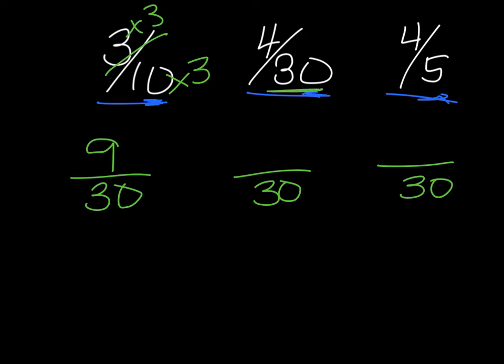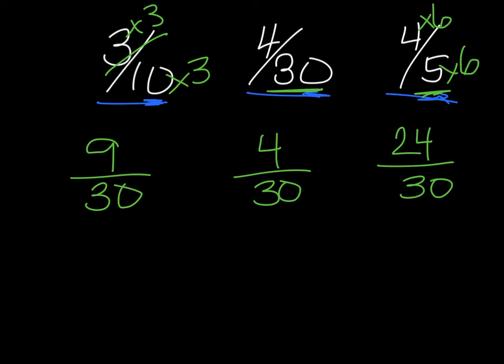For 4/30, we already have 30 in the denominator, so we don't need to change it. I can keep my 4. And for the last one, we have a 5. So 5 times what gives us 30? We can count by 5s: 5, 10, 15, 20, 25, 30. We know that 5 times 6 gives us 30. Anything I do to the bottom, I have to do to the top. So 4 times 6 is 24.